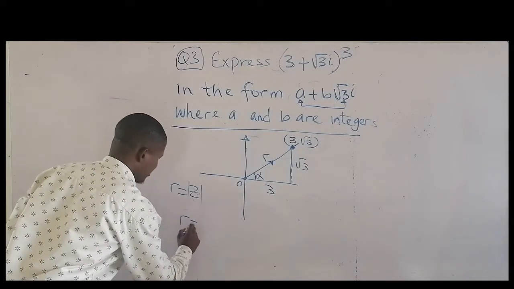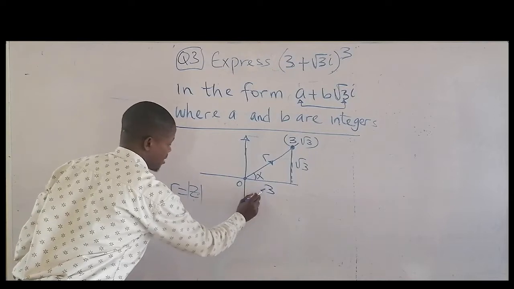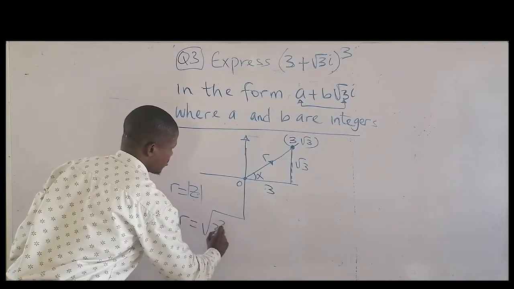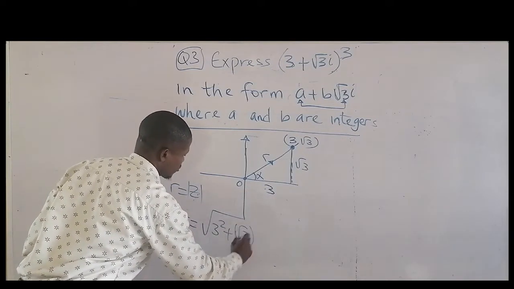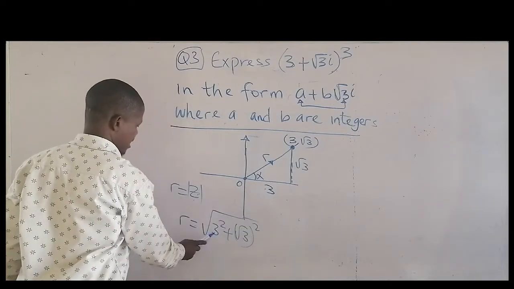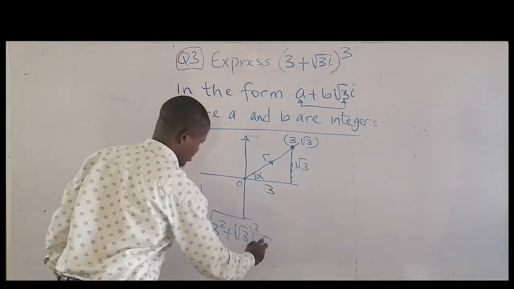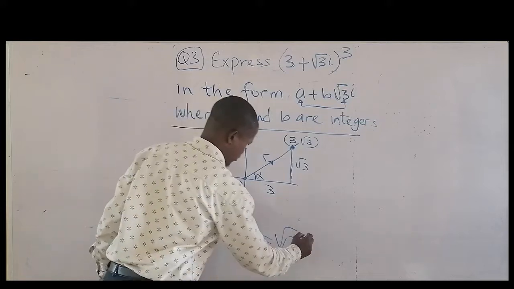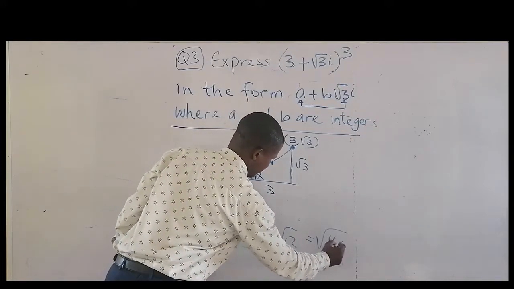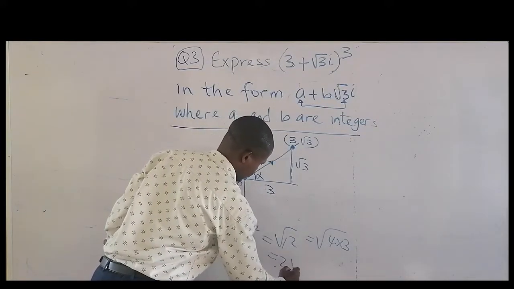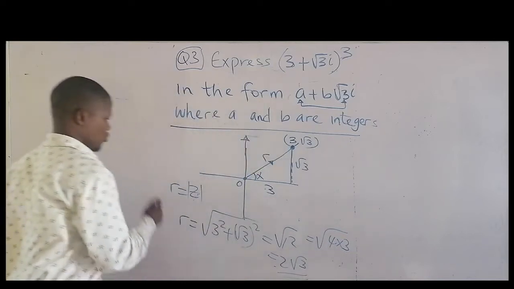Then the modulus is equal to what? Use our Pythagorean theorem. That's 3 squared plus √3 squared. 3 squared is 9, plus 3, that's √12, which is √(4 times 3), and that's 2√3. So that's the modulus.